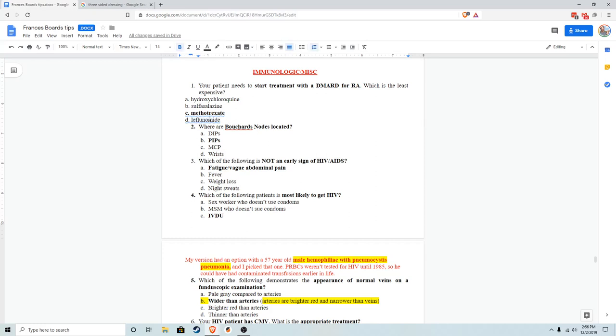Methotrexate's been around forever. It's kind of weird that the test would ask that question, to be honest with you, because how would you know? These are all generic. I don't know, but the answer is methotrexate.